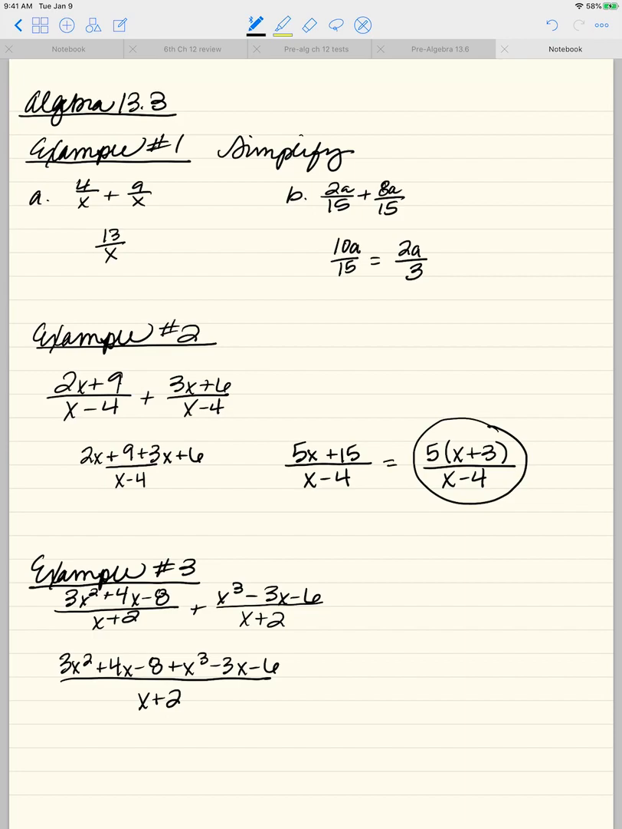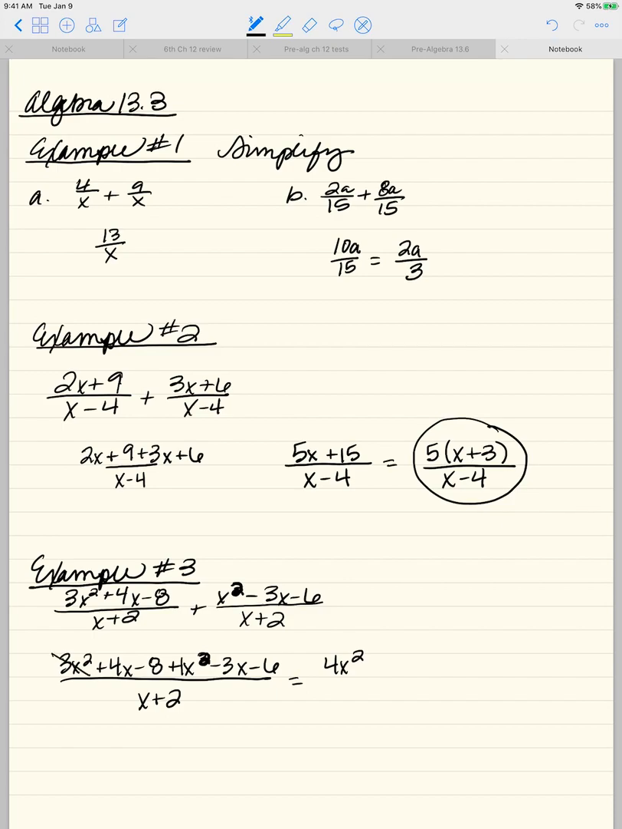So now look for our like terms, okay? There is, and you know what, I wrote that wrong. Sorry, it's not x cubed, it's x squared. So I have 3x squared and I have x squared. Remember, there's a 1 there. We just don't write it. So that's going to give me 4x squared when I combine those like terms.